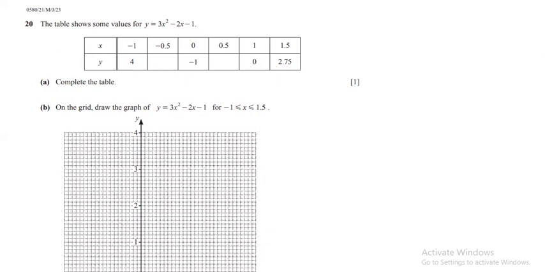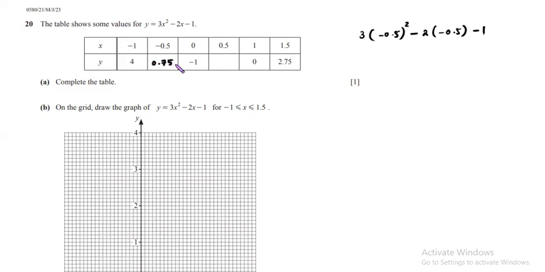So now to find the value of y here, we would just replace this x with minus 0.5 with the square. So 3 times minus 0.5 square minus 2 times the value of x, which is minus 0.5, and then we have minus 1. We're going to put this in the calculator and find the value of y.